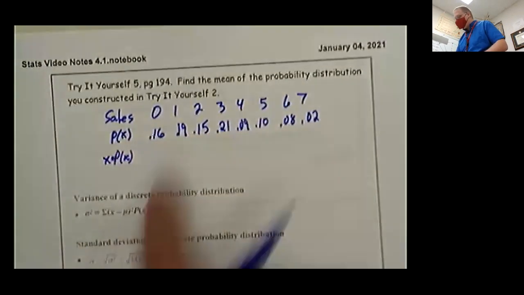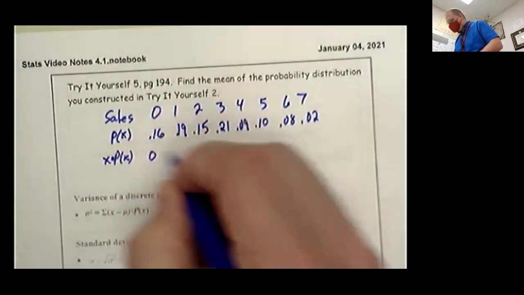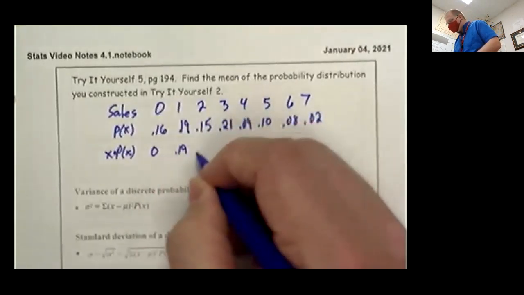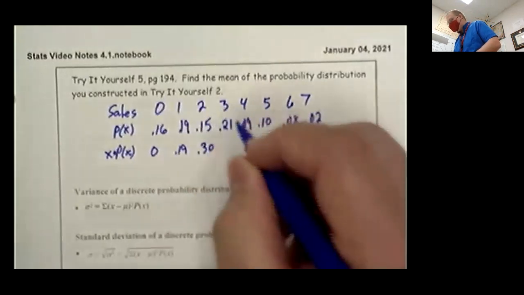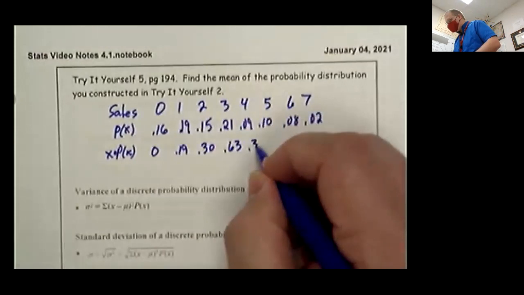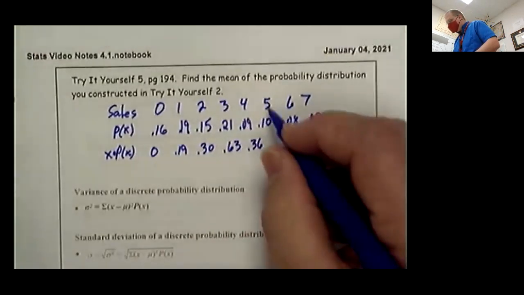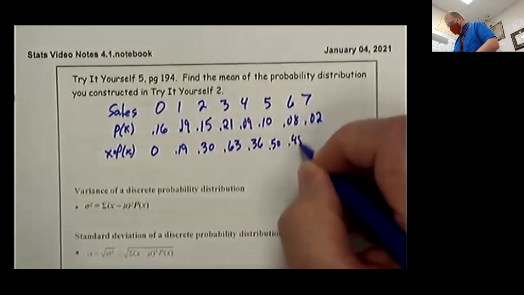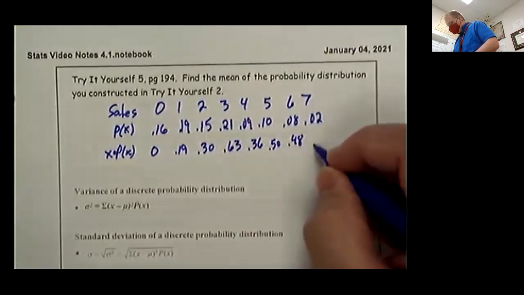So we're just going to multiply. 0 times 0.16 is 0. 1 times 0.19 is 0.19. 2 times 0.15 is 0.30. 3 times 0.21 is 0.63. 4 times 0.09 is 0.36. 5 times 0.10 is 0.50. 6 times 0.08 is 0.48. And 7 times 0.02 is 0.14.